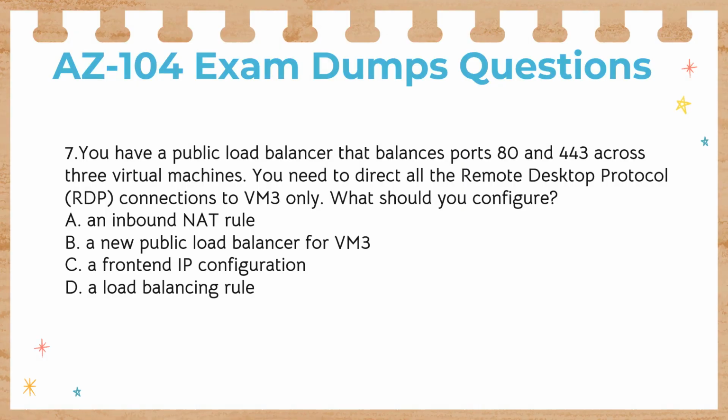7. You have a public load balancer that balances ports 80 and 443 across 3 virtual machines. You need to direct all the Remote Desktop Protocol (RDP) connections to VM3 only. What should you configure? A. An inbound NAT rule. B. A new public load balancer for VM3. C. A front-end IP configuration. D. A load balancing rule.